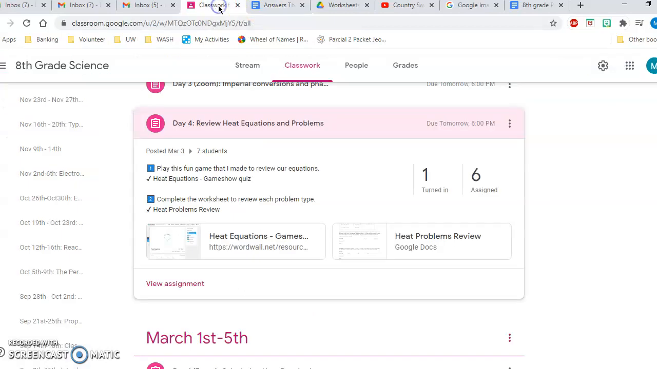So for some more practice with maybe some of the different terms, I made this good little heat equations game, which is just asking like what does N stand for, and Q is equal to N times delta H, or different things like that, which is also going to be helpful to learn some of those terms.